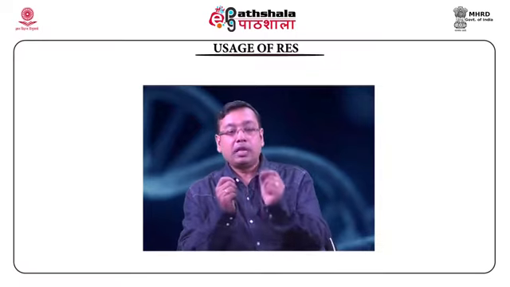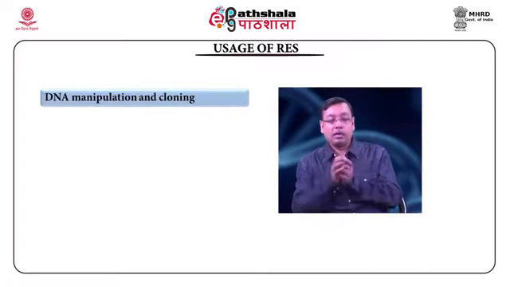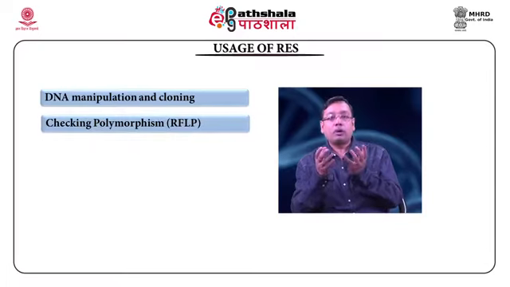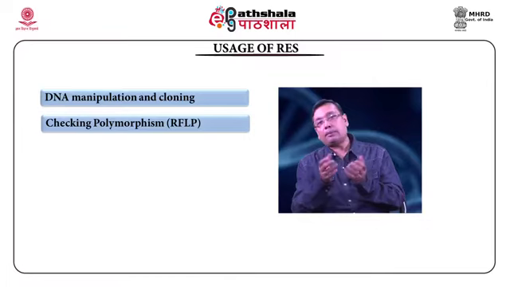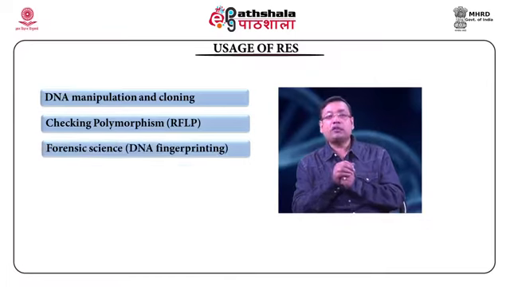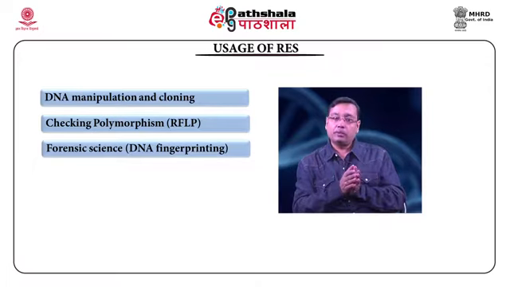So first of all we have to manipulate the DNA in order to generate a clone. Second, checking polymorphism. How do you check the polymorphism of a gene? This can be easily done by restriction endonuclease. An example is RFLP, restriction fragment length polymorphism. Third is forensic science. You have heard about DNA fingerprinting. DNA fingerprinting is done exclusively by different restriction enzymes.